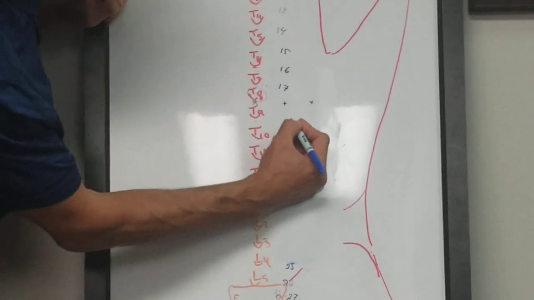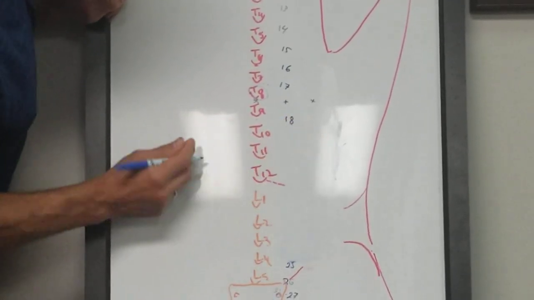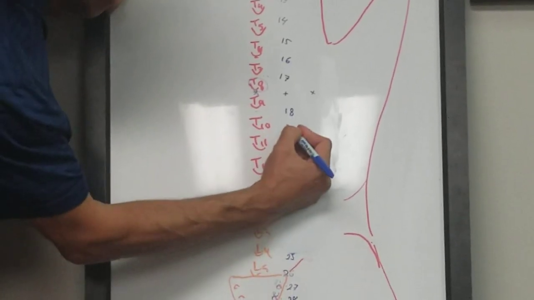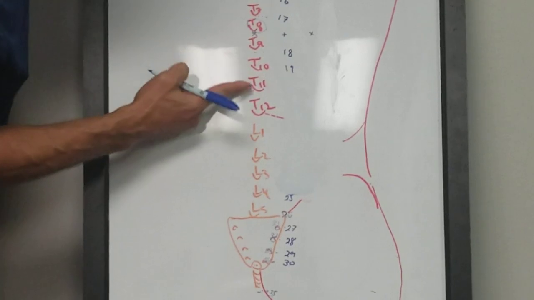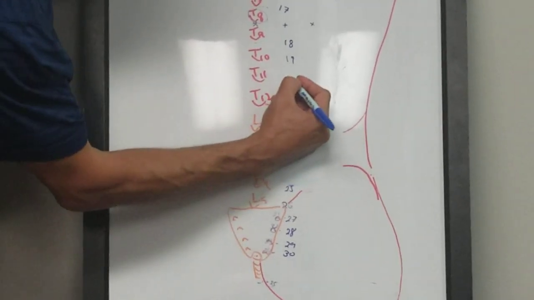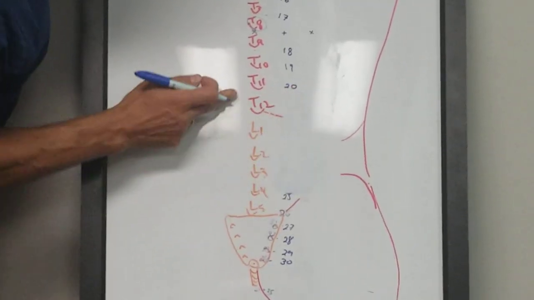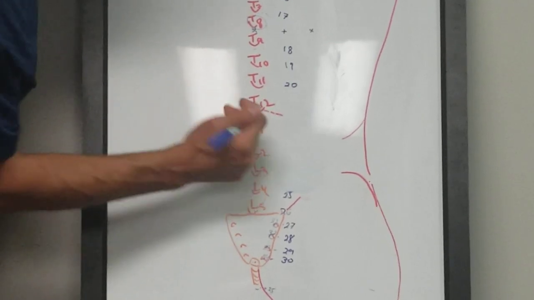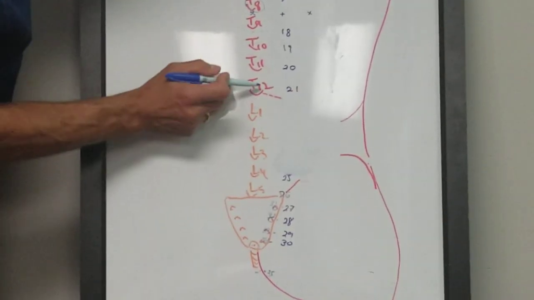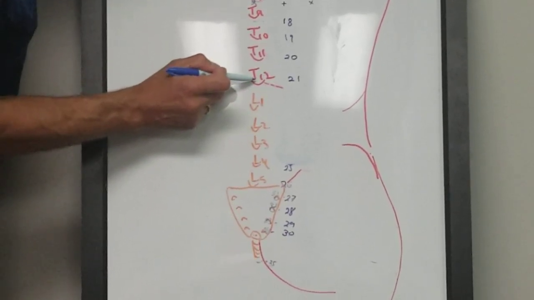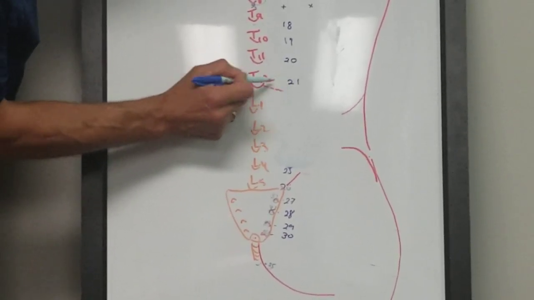That's right here. And that's the back shu of the liver. T10 is going to be bladder 19, which is the back shu point of the gallbladder. T11 is bladder 20, which is the back shu of the spleen. And T12 is the back shu of the stomach. It's nice to know that bladder 21 and T12 is 1 and 2.